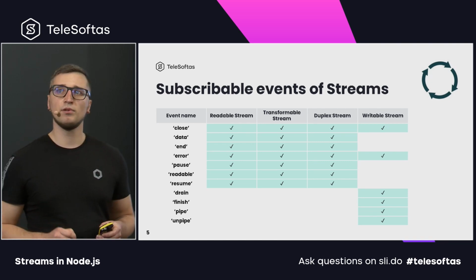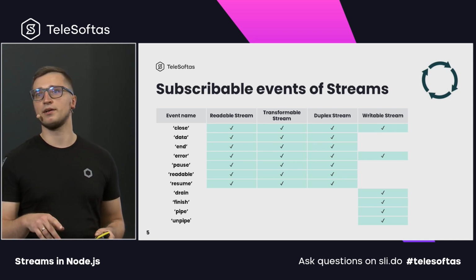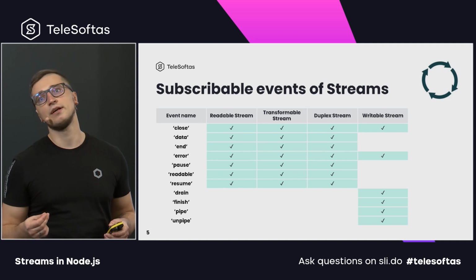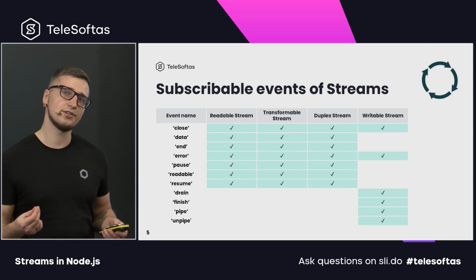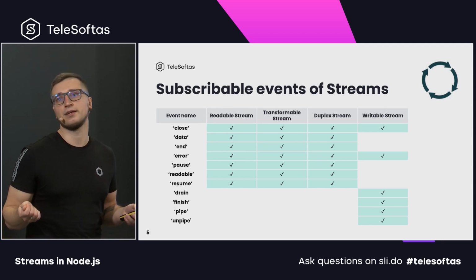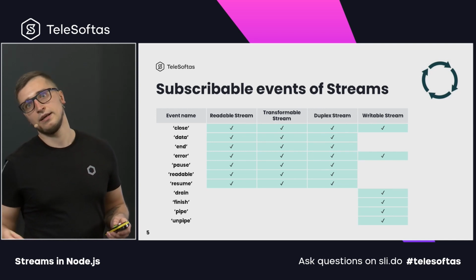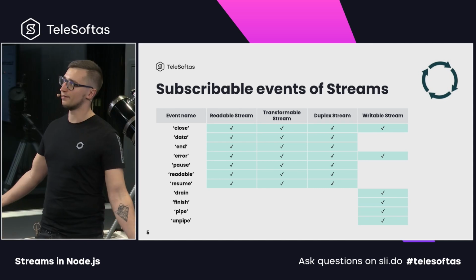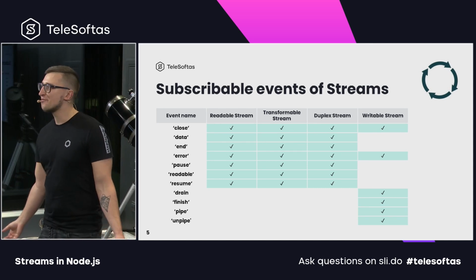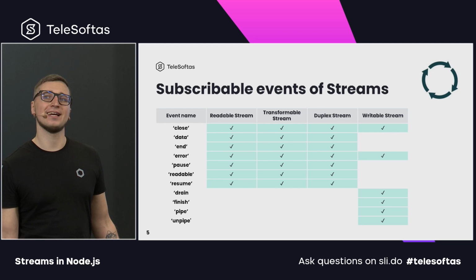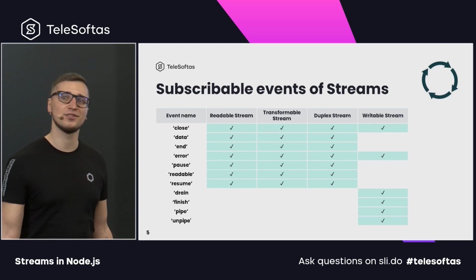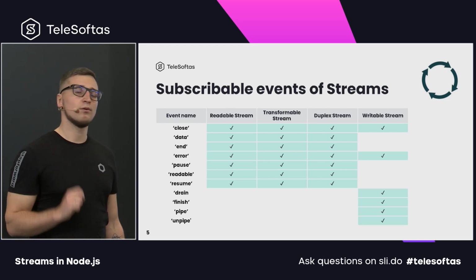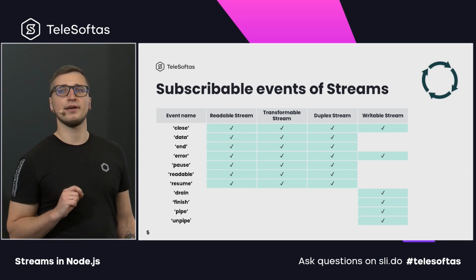I have made a table where you can see relations among different streams and how those streams share those different events. So each different stream has an event of closing, an event of data once it receives data, an event of end when there is an end, an error when an error occurs, and readable, resume, drain, finish, pipe, and unpipe.